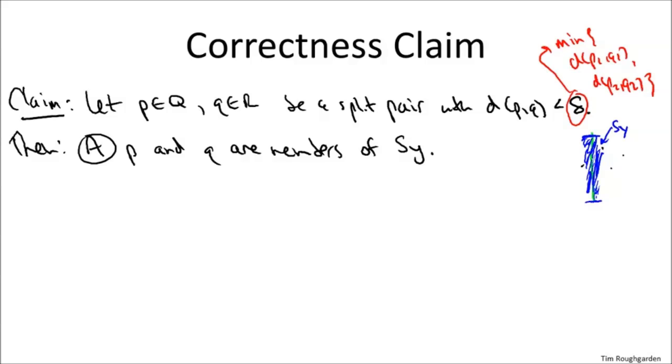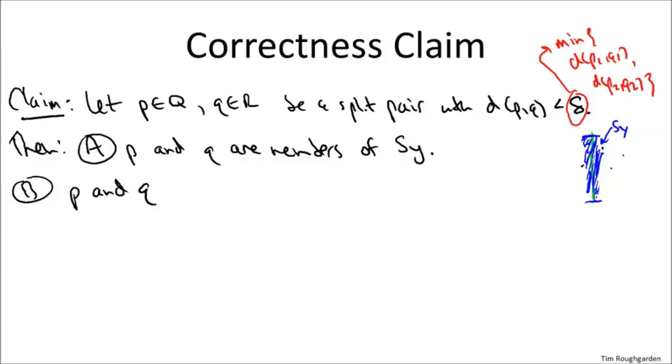First it filters down to SY, then it does a linear search through SY. So if we want to believe that our subroutine identifies best split pairs of points, then in particular such split pairs of points better show up in SY. They better survive the filtering step. So that's precisely what part A of the claim is.